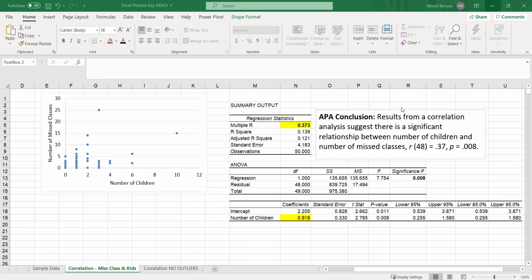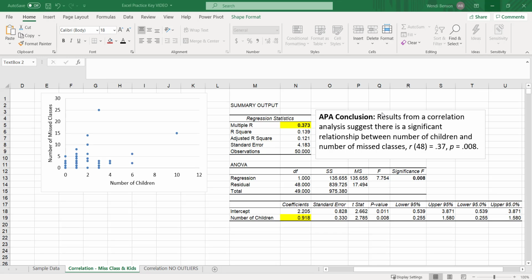Hello there. Now I want to give you a little bit of help with APA style write-ups and stating your conclusion in APA style. So I'm just going to show you how the write-up that you see right here reflects the correlation values that you see here.